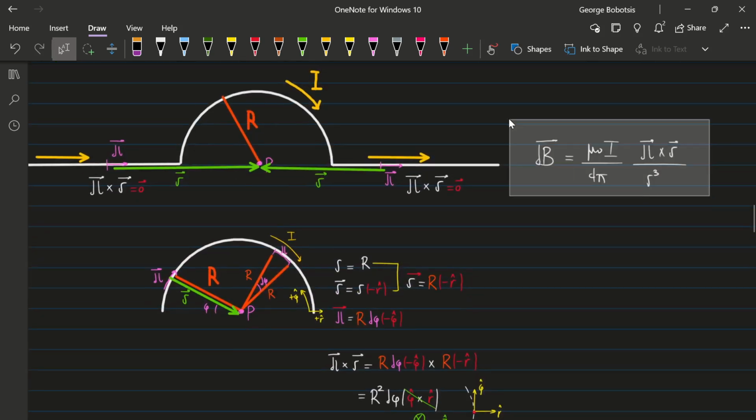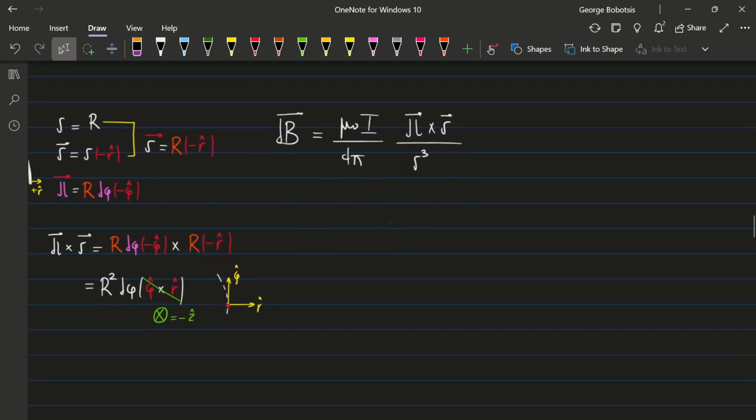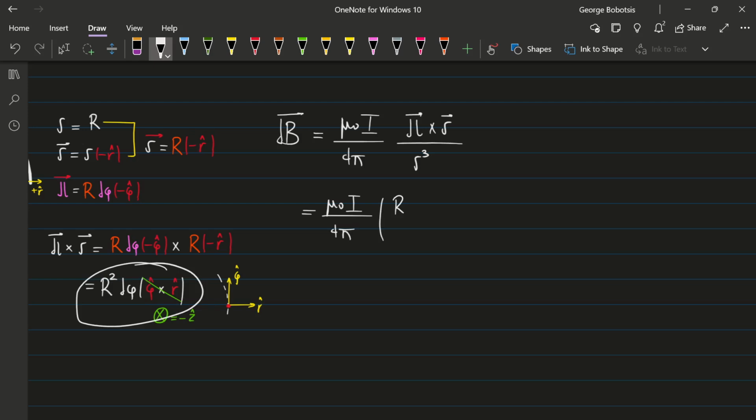And you got to bring Mr. Biot Savart law here to finish it off. So we plug everything back in. The mu naught I over 4 pi is a constant, the current we have. The cross product, we found it to be this, r squared d phi, and then the cross product was negative z hat, the direction there. Underneath is the size of curly r cubed, but the size of curly r is capital R, so you're basically just dividing by r cubed.